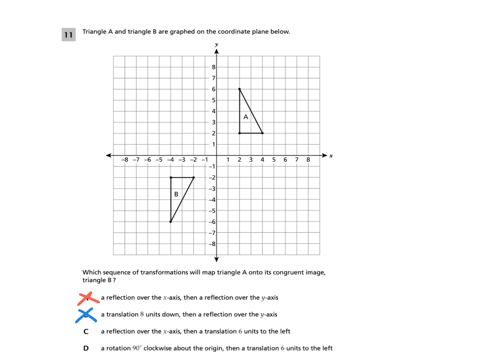Okay, a reflection over the x-axis, and then a translation of 6 units to the left. All right, so let's try that. We're going to go down here. It's going to look like this. Okay, and now 6 units to the left. 1, 2, 3, 4, 5, 6. So that's where that point's going to be, and the rest are going to be right on top of triangle B. So C is the answer, okay? Let's go on to the next one.